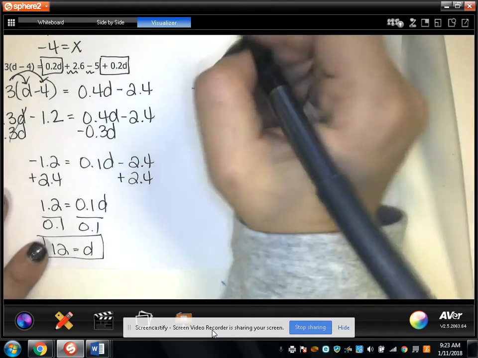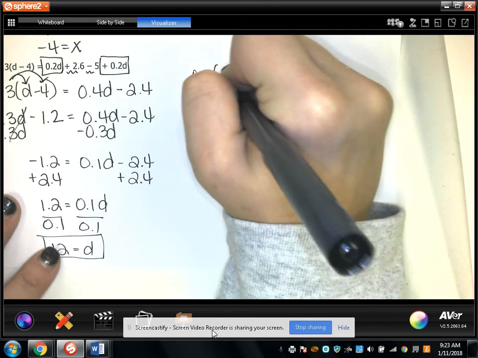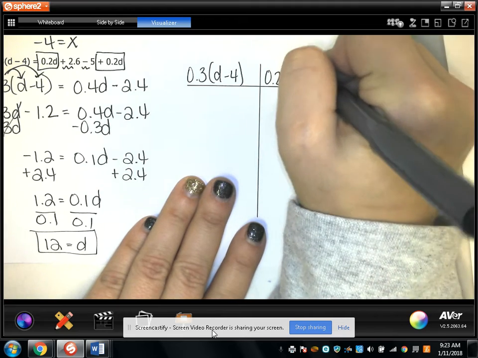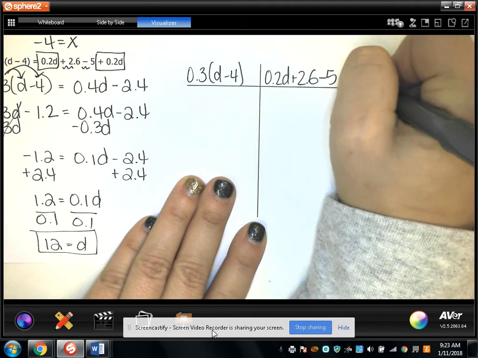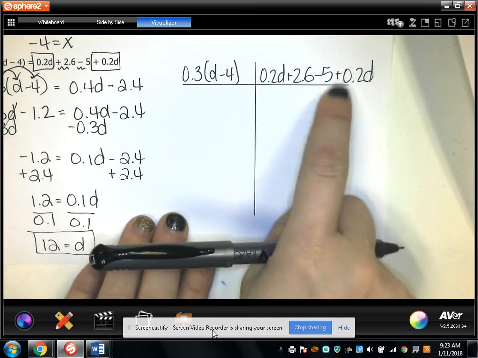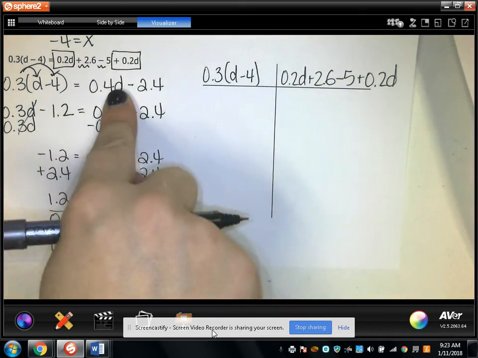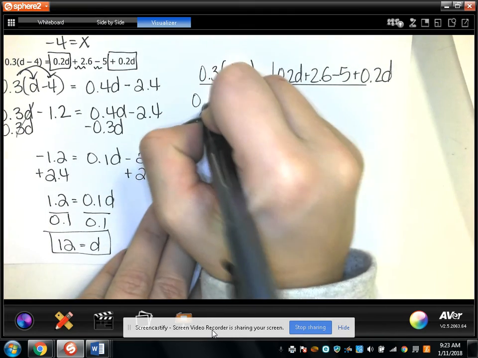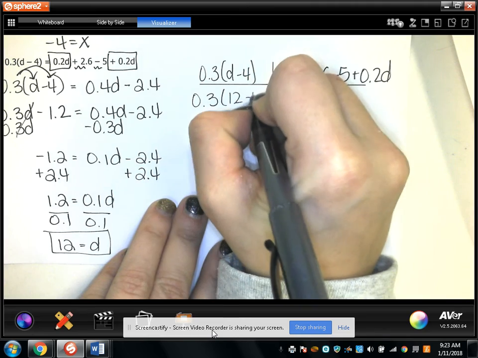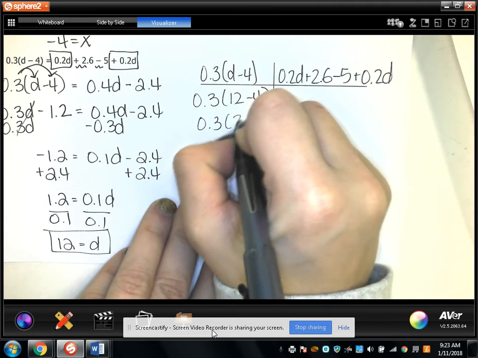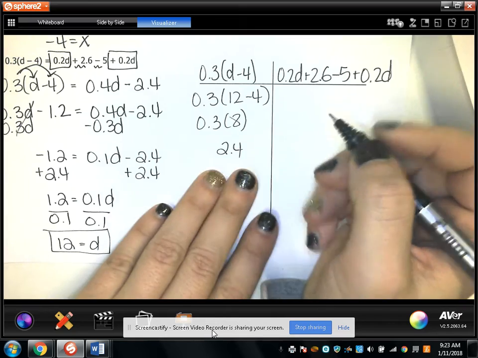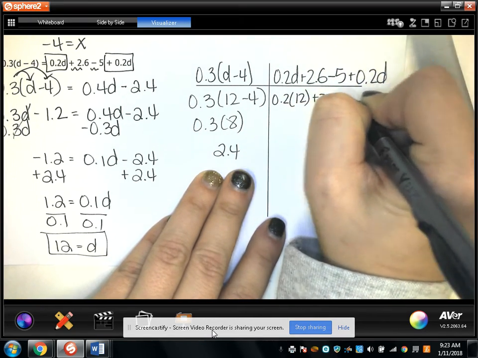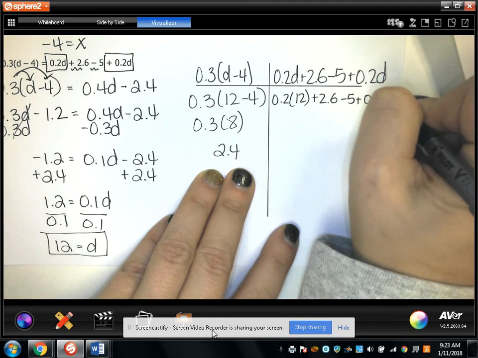So for my check, I have 0.3 d minus 4, and I have 0.2 d plus 2.6 minus 5 plus 0.2 d. Now I'm not going to distribute, and I'm not going to combine like terms, because that could have been where I made my mistake. I'm going to leave this exactly how it is, and I'm going to plug in 12 every time I see the variable. So I'm going to have 0.3, 12 minus 4, which is 0.3 times 8, which is 2.4. Then I'm going to have 0.2 times 12 plus 2.6 minus 5 plus 0.2 times 12.